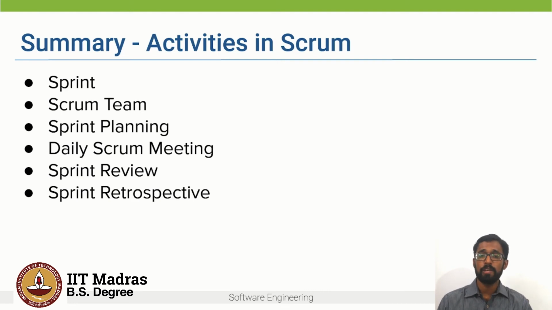So to summarize, we looked at a framework known as Scrum in this video. Scrum has several activities, the key being the sprint, which is a short 1 to 2 week duration in which certain items are decided on and the team works on completing those items. We looked at the Scrum team. We looked at several meetings or activities in Scrum, which are the sprint planning, the daily Scrum meetings, and the sprint review and the sprint retrospective meetings, which are conducted after the sprint ends.